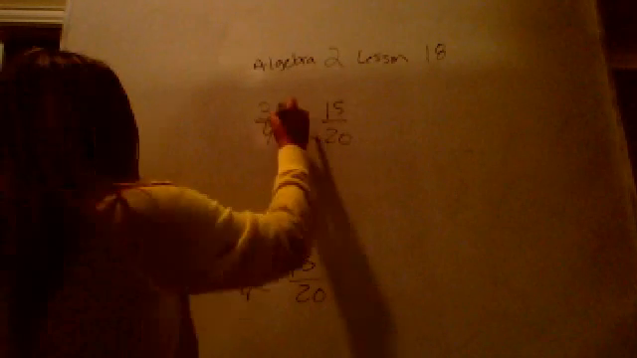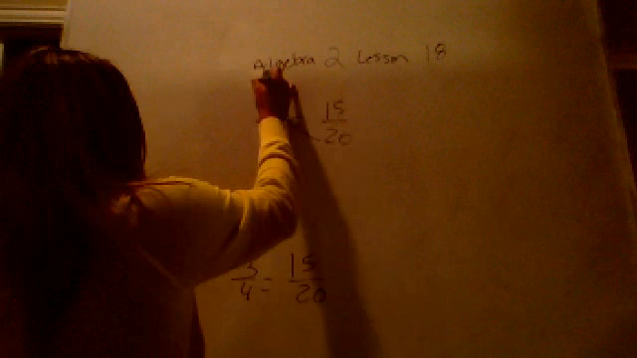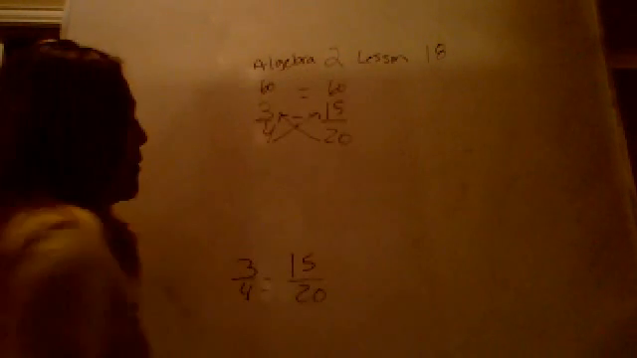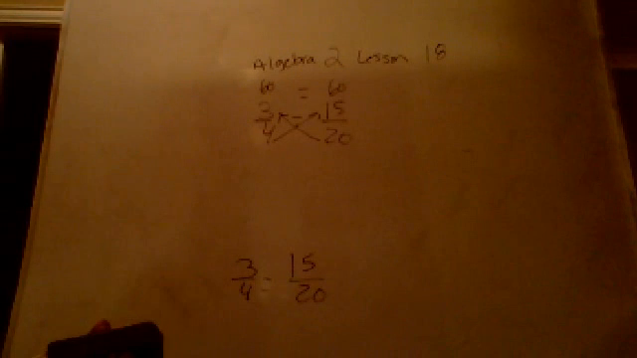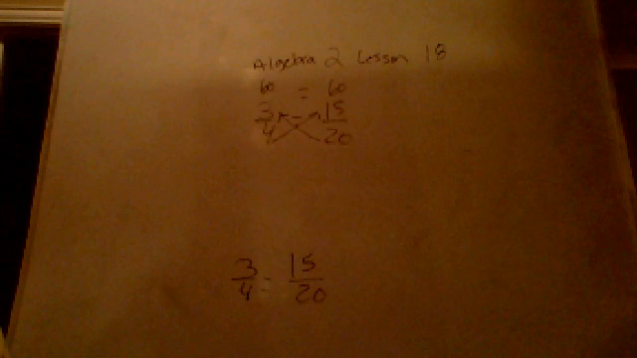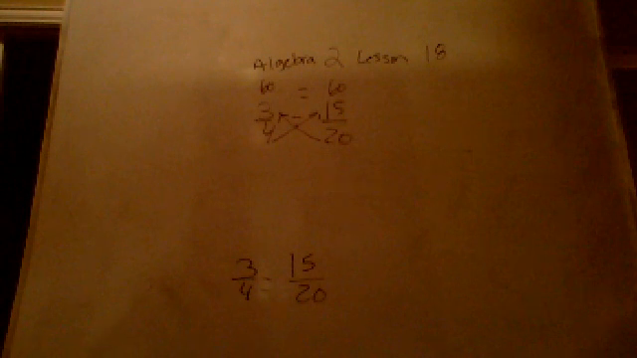So if you do this, 20 times 3 is 60. 4 times 5 is 60. And what do we show here? We show that they're equal, that the statement is true. So by knowing this, we can now solve a proportion that contains an unknown by setting the cross products equal and then dividing for the solution.